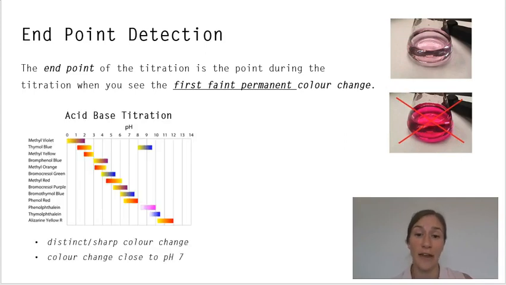Now, if you're doing an acid-base titration, you need to add an indicator to determine where your end point is. Ideally, there should be a really sharp or distinct colour change at the end point. So a good example of this would be phenolphthalein, which goes from colourless below about pH 8.5 to bright pink above pH 8.5. Ideally, you also want it to have a colour change around about pH 7, because at the end of your acid-base titration, all of the acid will be neutralised by the base.